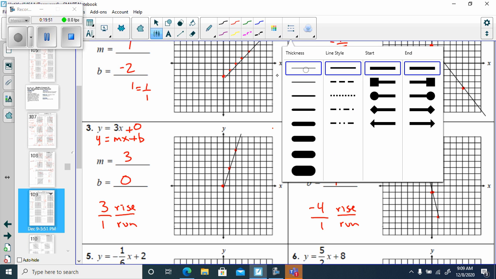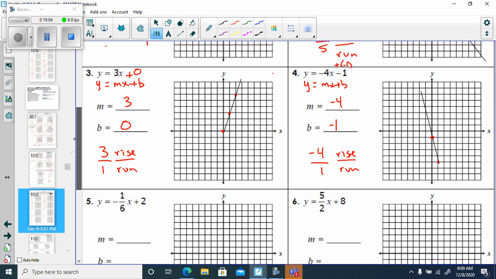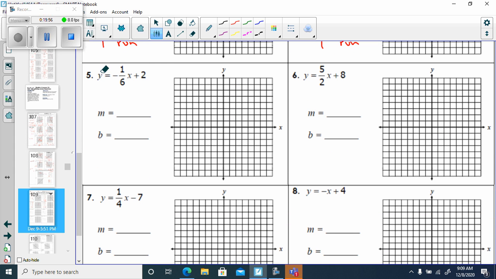Let's look at the next one. y is equal to negative 1/6 x plus 2. Remember, this is my y is equal to mx plus b. My b is 2. My m is negative 1/6. This means my b, my beginning, is at 2 on the y-axis. I go up to 2 on the y-axis.